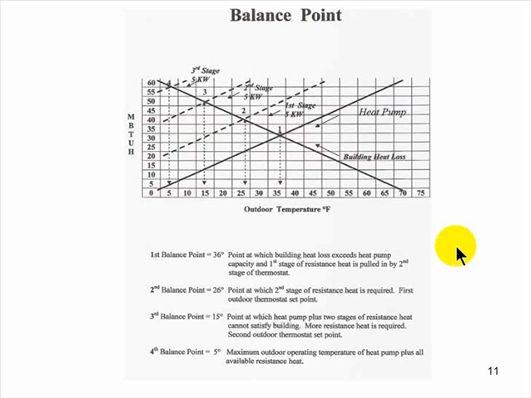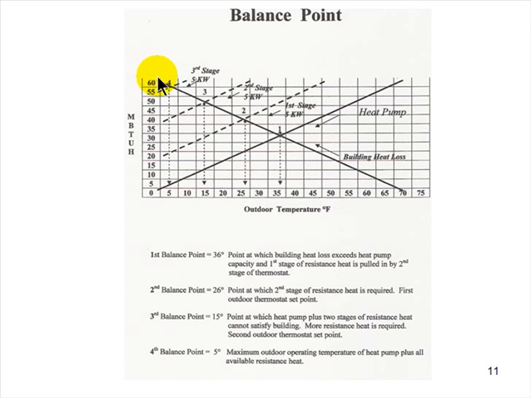Balance point. Let's talk about balance point. There are multiple balance points in a system, but understand the basic thermal balance point. Here's the building heat loss line, right here. This is outdoor temperature. When it's 70 degrees outside, how much heat do you need? These are MBH, thousands of BTU. When it's 70 degrees out, you don't need any. So let's put a mark right there.